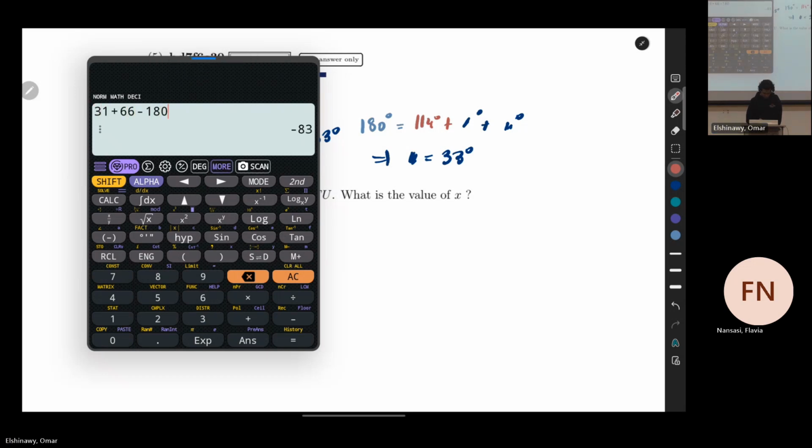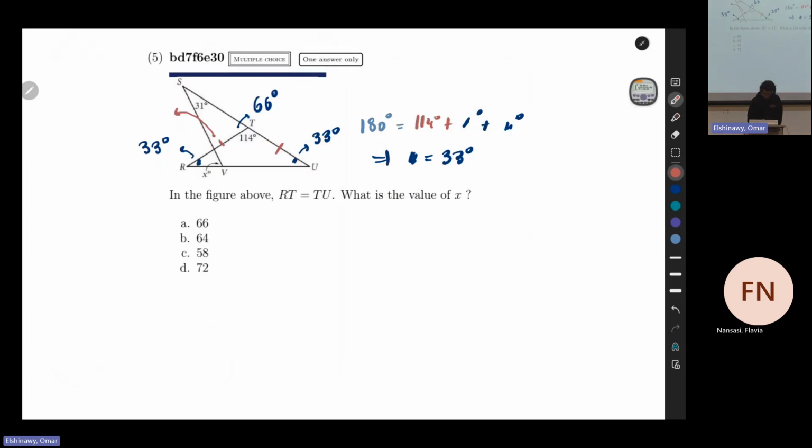83. So the opposite angle also is going to be 83. Yes, because you just applied the 180-degree trick twice. If you apply it twice, this is 83 degrees, this is 33, and then you get x is equal to 180 degrees minus 33 minus 83, correct?